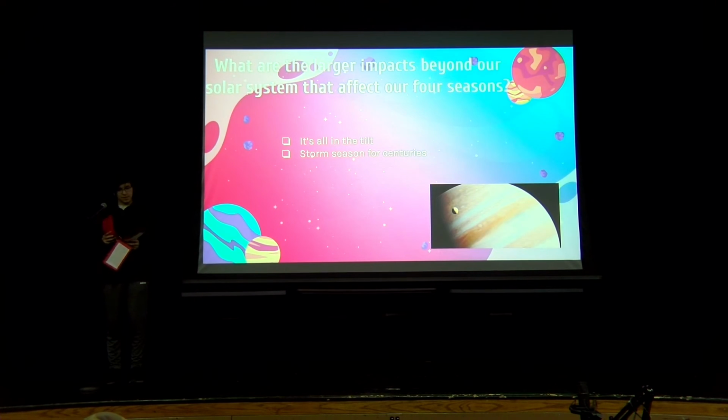My fourth question is, what are the larger impacts beyond our solar system that affect our 4 seasons? It's mainly all in the tilt. To get seasons, a planet needs to have a tilted axis. As Dr. Sylvia says, all planets have some tilted axis to them, which further means all of our planets have their own form of seasons.